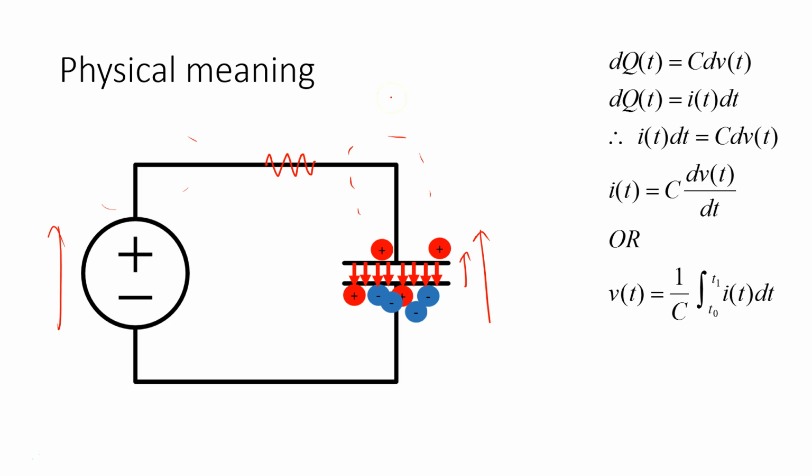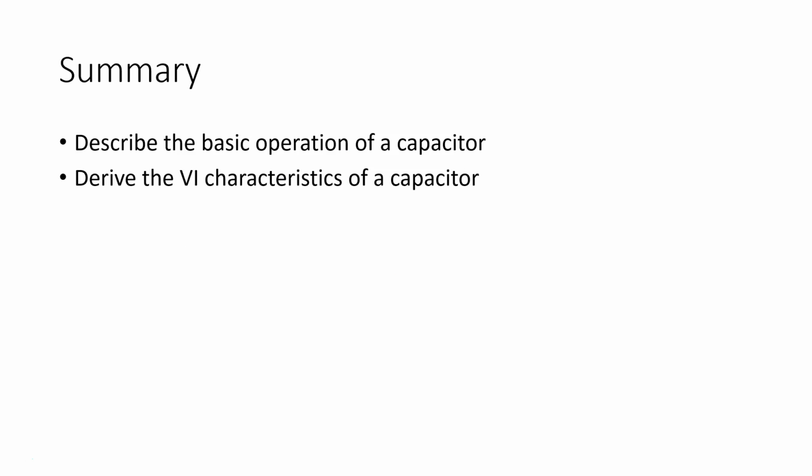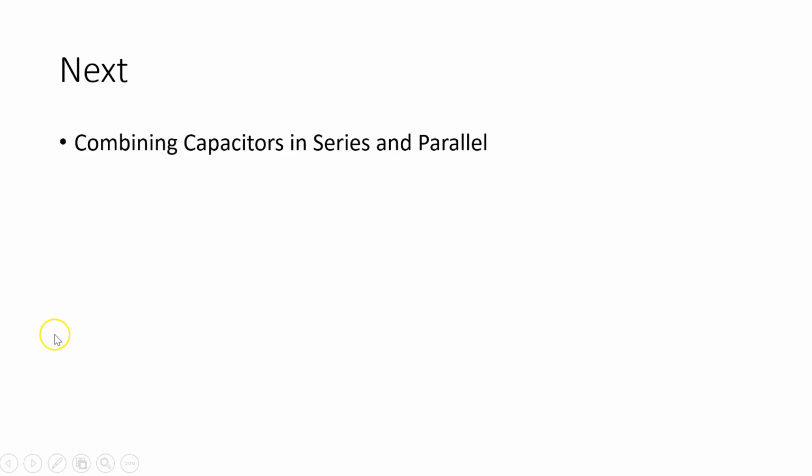So this is going to happen. The charges are going to keep flowing from one side of the capacitor to the other, until the voltage across the capacitor is the same as the supply voltage, and then no more current would flow. So that is basically the operation of the capacitor. By now you should be able to describe that operation in terms of the VI characteristics, and you should also describe what happens in terms of the charges moving from one plate to the other. Next time we're going to look at combining capacitors in series and parallel.